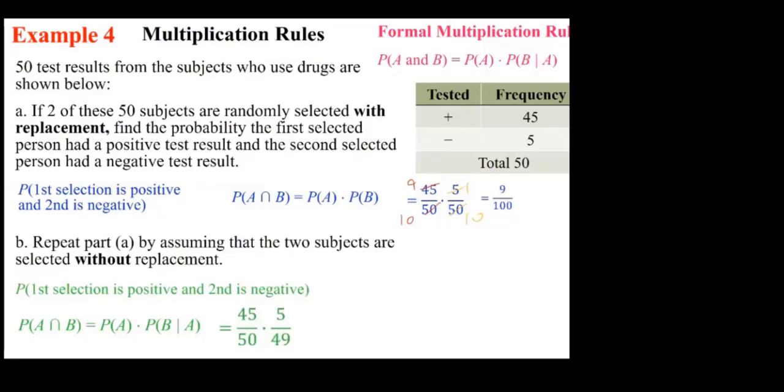Probability of A is the same as part A. But what is the probability of B now? It's B given A because A has already occurred and it's without replacement, so we've got to account for that. Because A has occurred, the total of 50 has gone down to 49. And now you simplify that one.